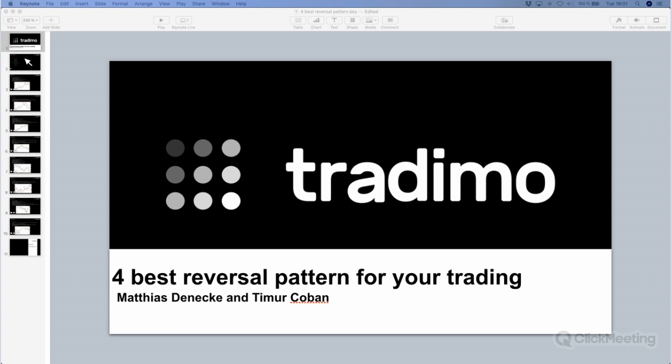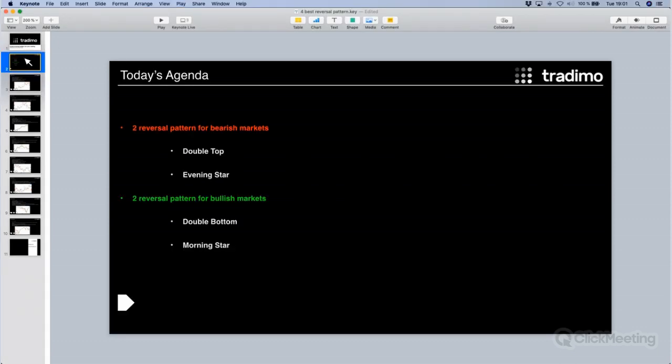Okay, let's start with the first things. Today we have four reversal patterns on the agenda. Two reversal patterns for bearish markets and two for bullish markets. And we will start now with the double top.